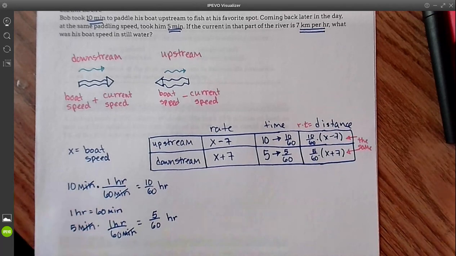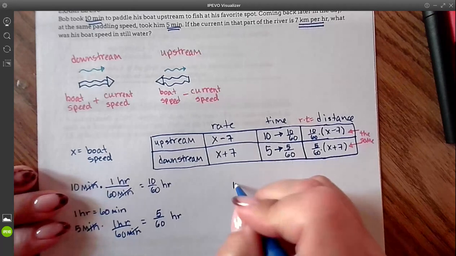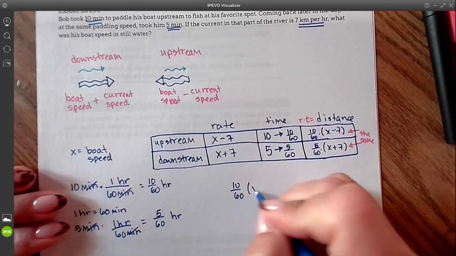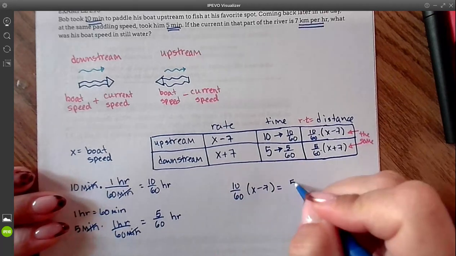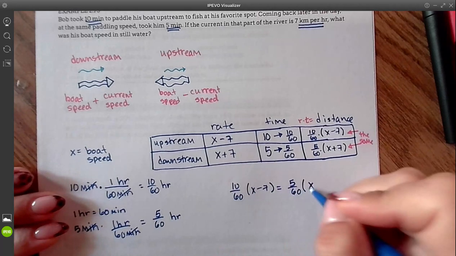That doesn't always happen. Sometimes it'll say, we go a certain amount of distance there and back, and all together it's a certain amount. Then we would add them together and equal that certain amount. You just have to read every problem because they're all set up differently, and I could do 20 examples and there would still be one that's different. So we're going to set these two equal to each other. 10 over 60 times x minus 7 equals 5 over 60 times x plus 7.